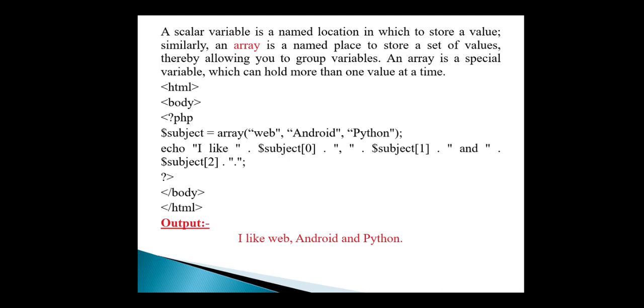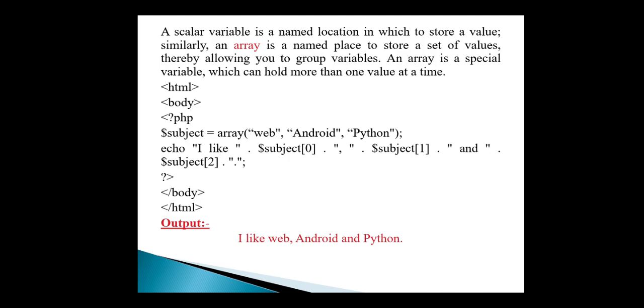Within echo I have passed the string value "I like". Then I have used the dot operator, which here is a concatenation operator, and dollar subject of 0. 0 is the index value of web. Then again I have used the dot operator, then dollar subject of 1 to display Android, and dollar subject of 2, which is Python.